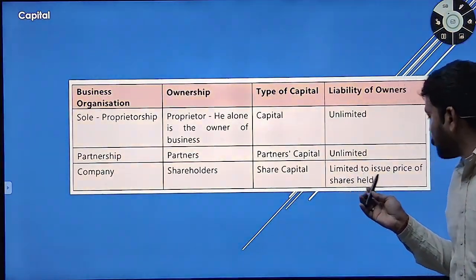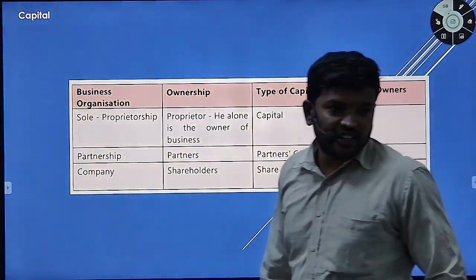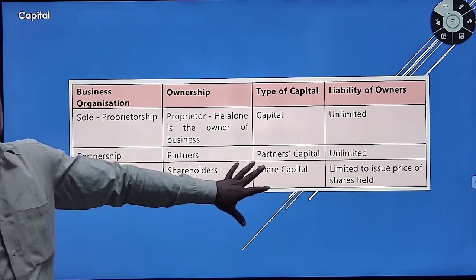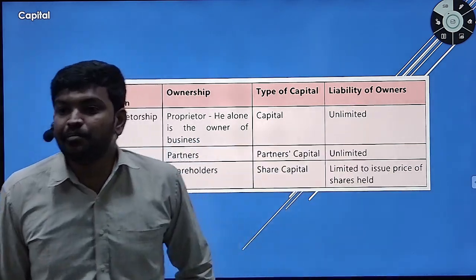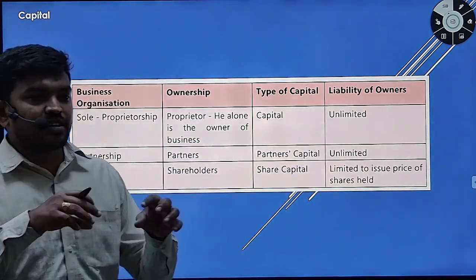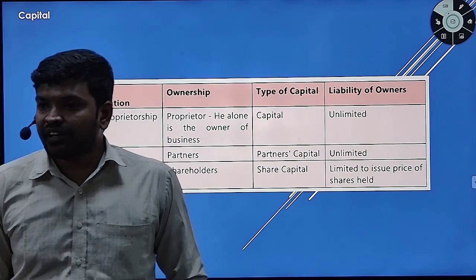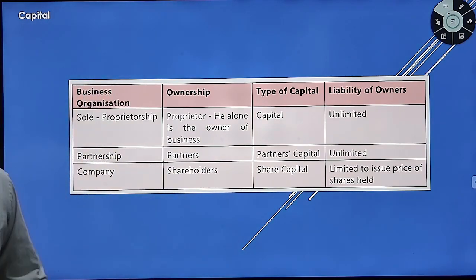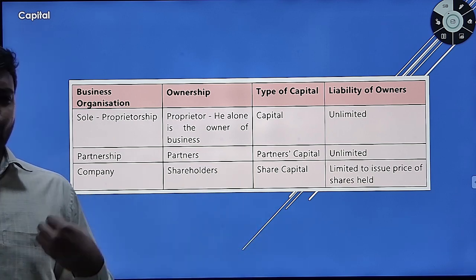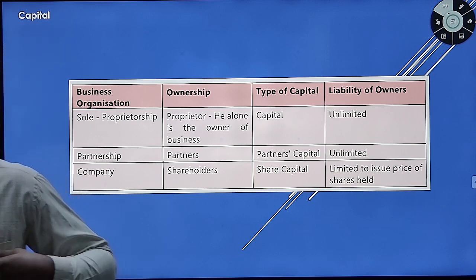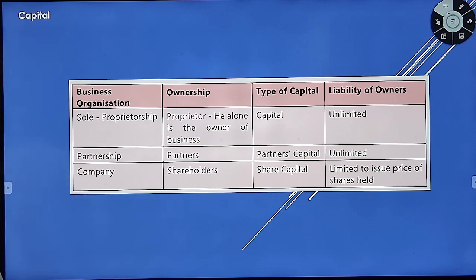Company में limited to issue price of shares held. What is this issue price? I'll explain. But just understand the liability is limited. You are investing some 10,000 rupees capital. Suppose if the firm is incurring losses, maximum you lose your capital. That's it. Your personal assets are safe.